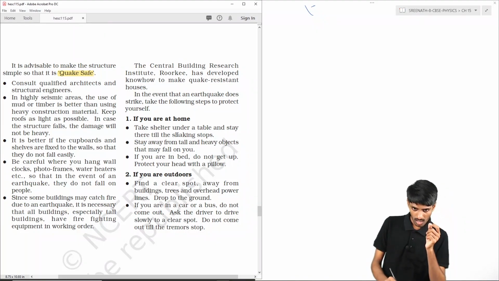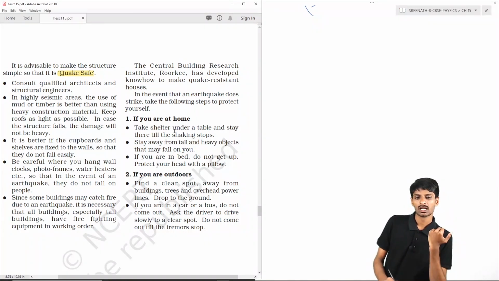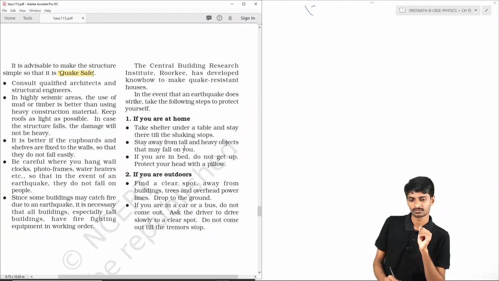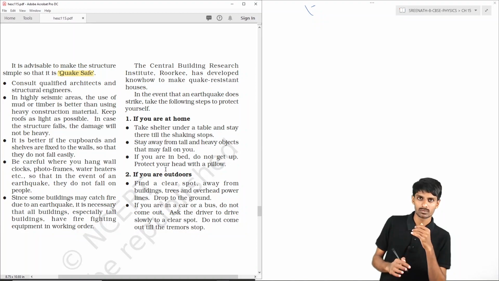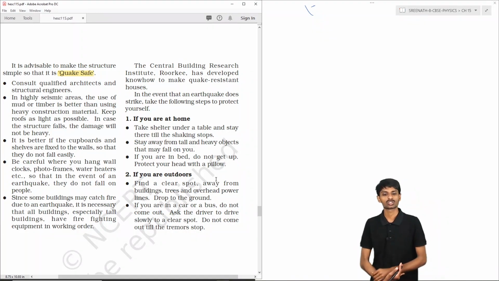So now if you are at home during an earthquake, what do you have to do? Take shelter under a table and stay there till the shaking stops. And the next thing is, stay away from tall and heavy objects. If they fall upon you, they will hurt you. If you are in bed, do not get up, protect your head with a pillow.